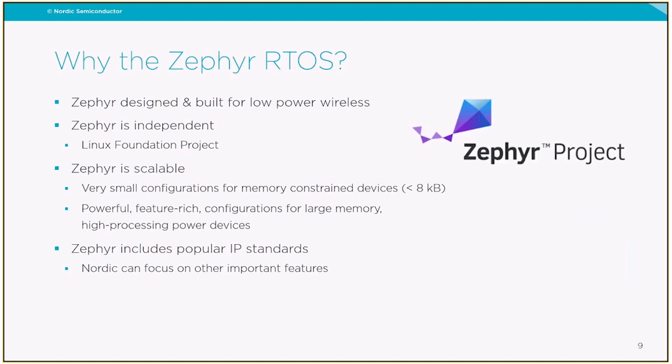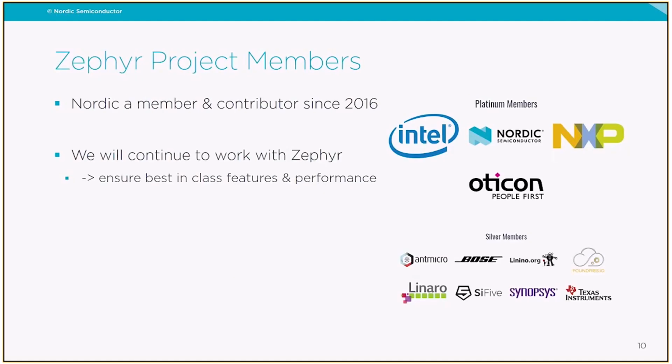We like to call that vanilla code, since that IP standards software has been tested and proven, which lets us focus on other important features such as firmware over-the-air updates, for example. This is very similar if you look at our Bluetooth mesh solution. There we do have a lot of proprietary features that some other competitors might not have. We have been project members of Zephyr since 2016. We plan on continuing to work with Zephyr to ensure best-in-class features and performance.